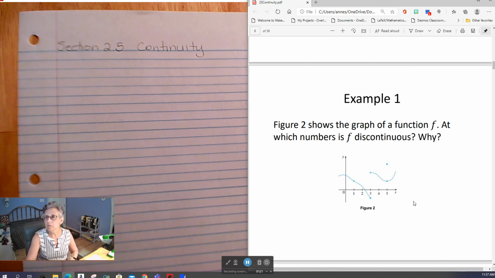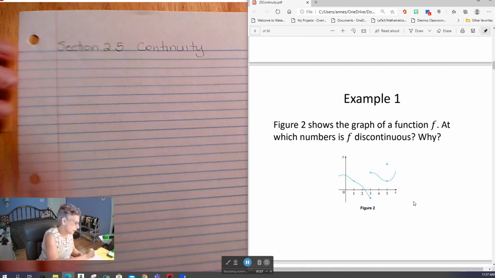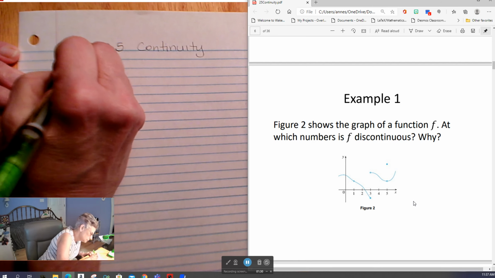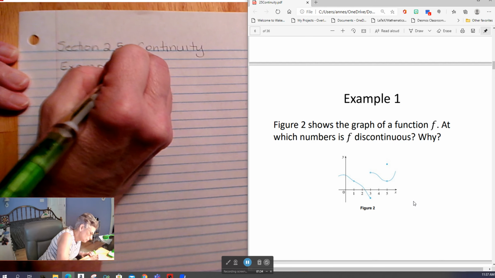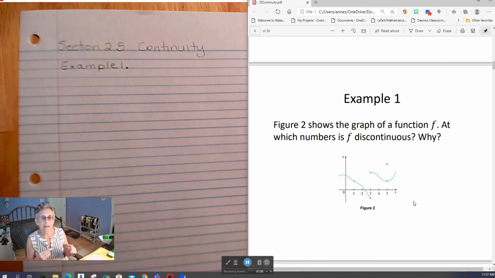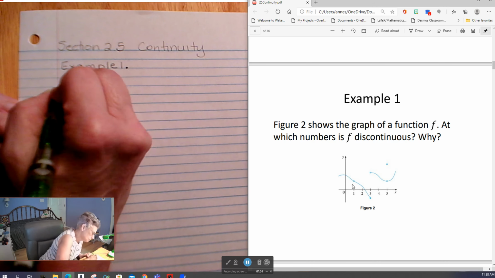So let's look at example 1. It shows the graph of a function. At which numbers is f discontinuous and why? So we need to tell why using one of those three things on the 3-point checklist. I'm going to start looking from left to right at my example here. The first point of discontinuity I see is at x equals 1.